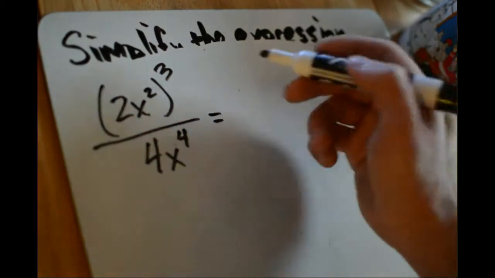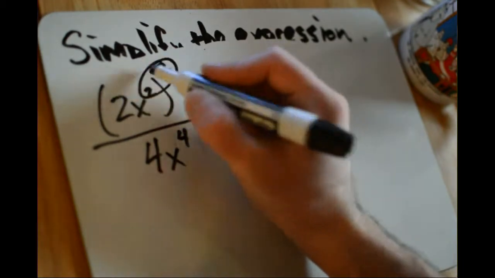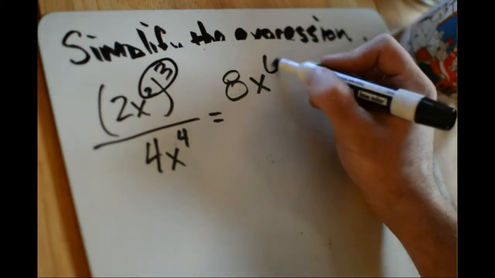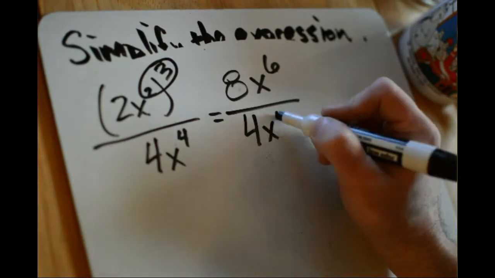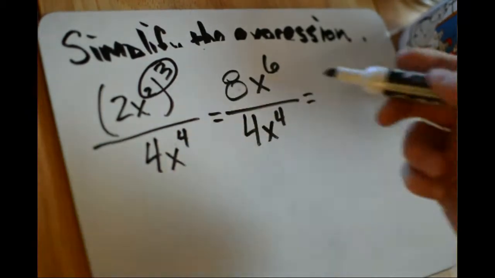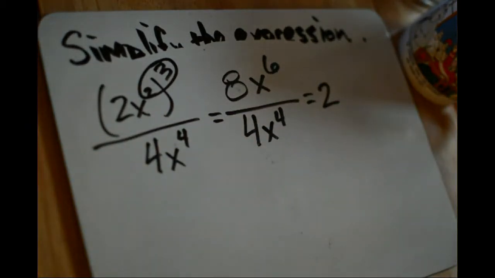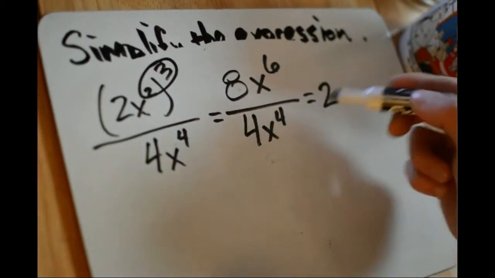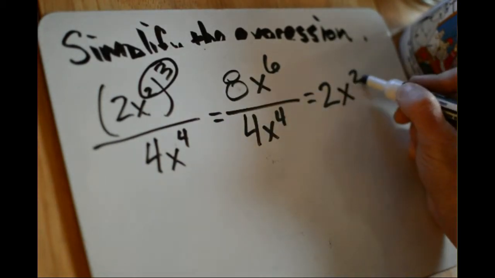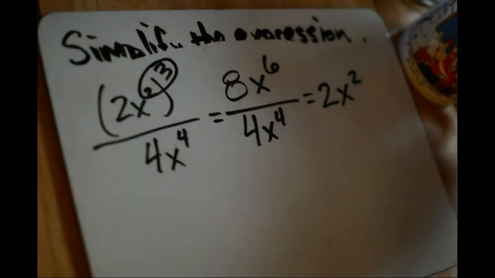2 is being raised to the 3rd to get 8. x squared is being raised to the 3rd, so we're going to multiply those two exponents and get 6. In the denominator, we have 4x to the 4th. So the 8 divided by 4 is going to give you just 2. And then x to the 6th divided by x to the 4th, we're going to subtract those exponents and get x squared.